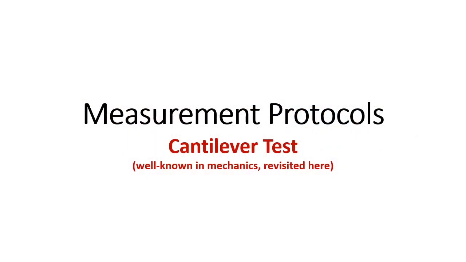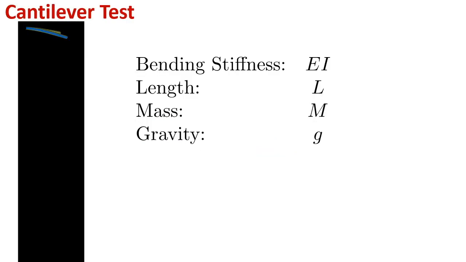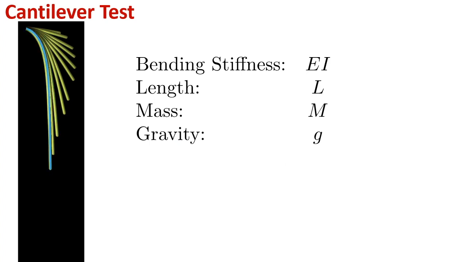The first protocol we introduce is the cantilever test. In this protocol, a horizontally clamped elastic rod or plate sags under gravity. The sagging deflection is dependent on the material properties of the object, such as bending stiffness, length, and mass.